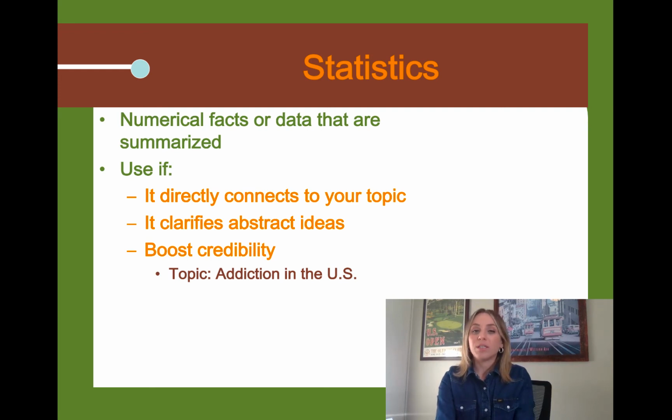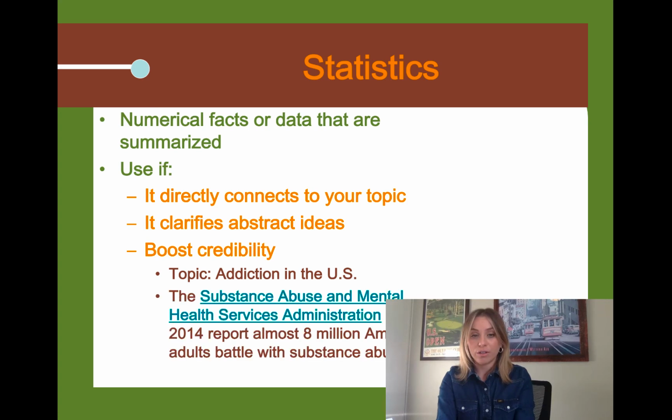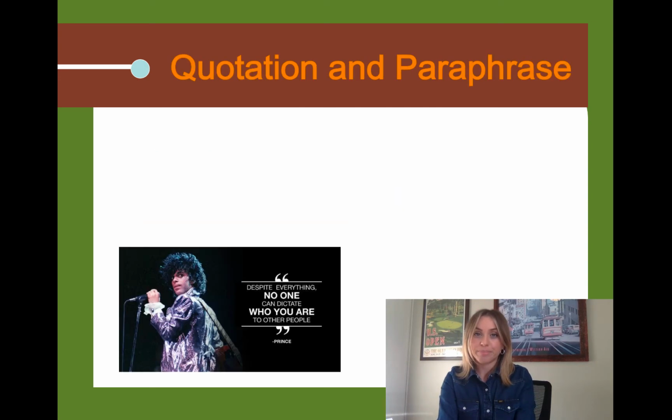So maybe I wanted to give my speech on opioid addiction in the United States or drug addiction in the United States. I might want to offer up some statistics to make my audience aware of this issue. So I might want to say, according to the Substance Abuse and Mental Health Services Administration of 2014 report, almost 8 million American adults battle with substance abuse. So as you can see, this is a large number of people who struggle with substance abuse. This is a good way to add a statistic into your speech and boost your credibility.